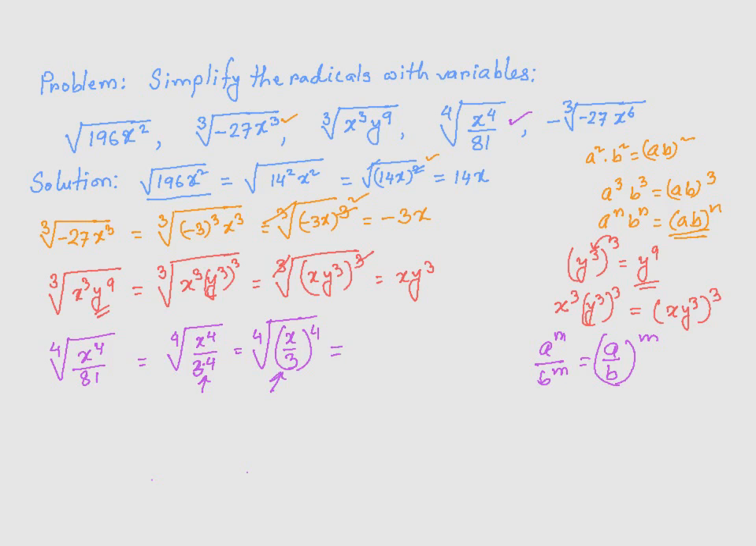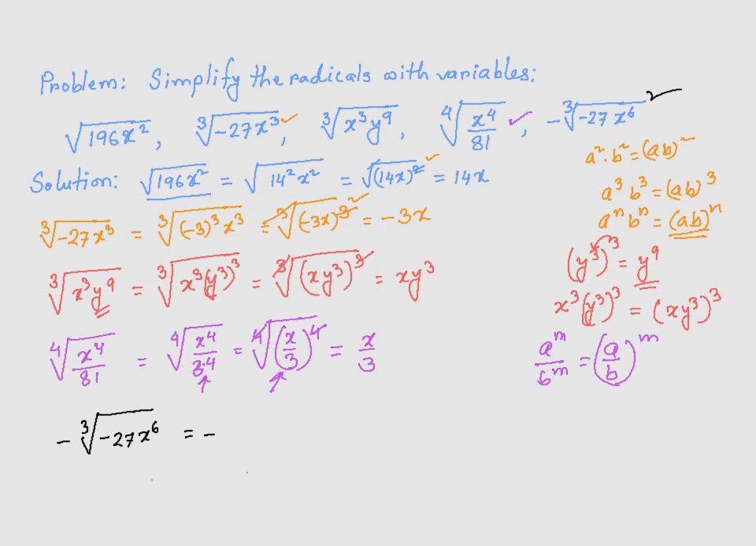Now at this point, fourth power and fourth root are going to cancel out. That's going to give you x over 3. Now let's do the last one here. Negative cube root of negative 27 x to the power 6.